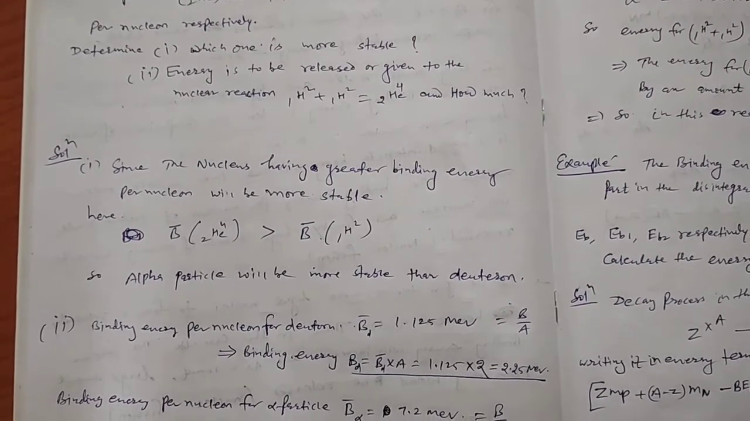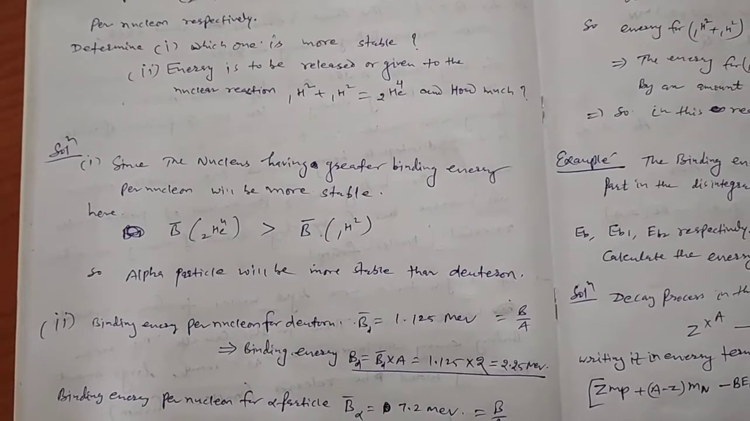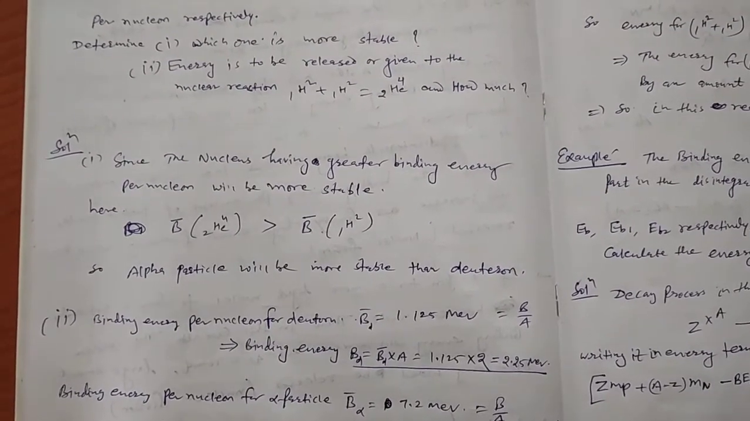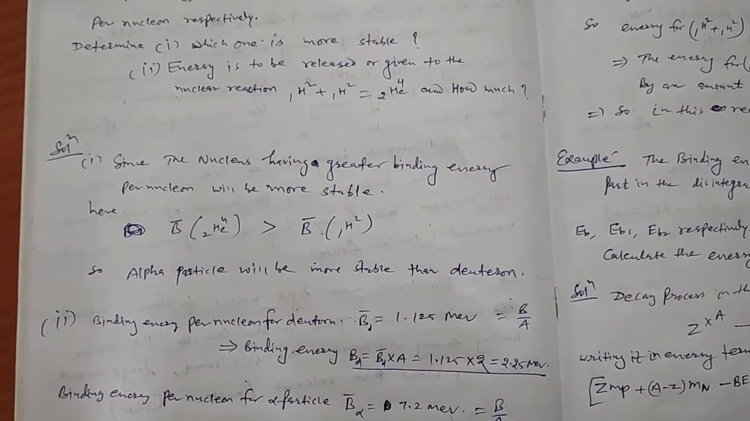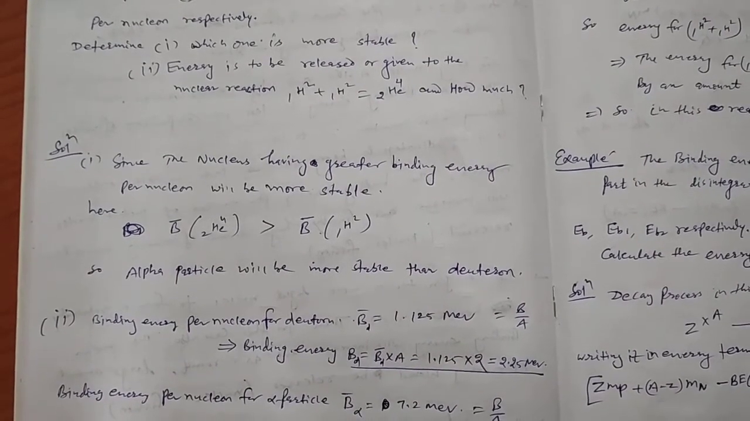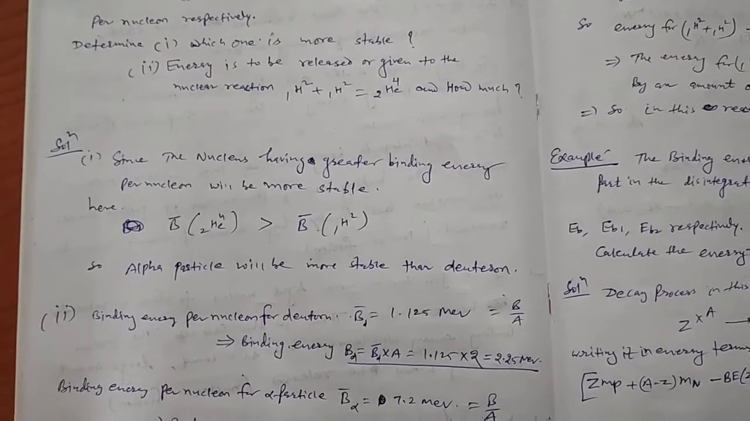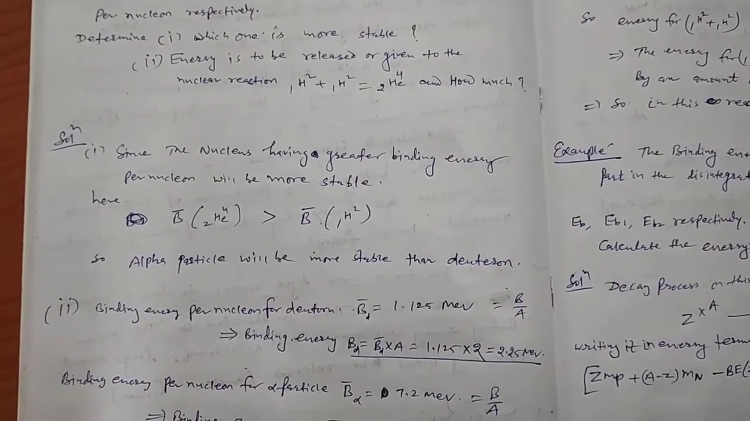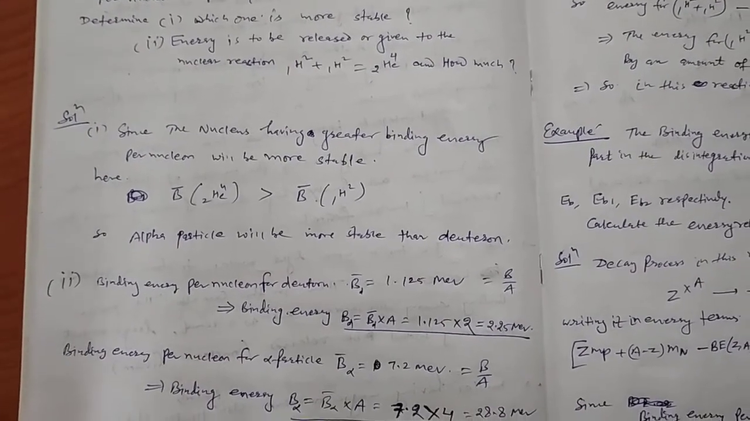Since the nucleus having greater binding energy per nucleon will have more stability, in this case the binding energy per nucleon for alpha particle is greater than that of deuteron. So in this case alpha particle will be more stable than deuteron.